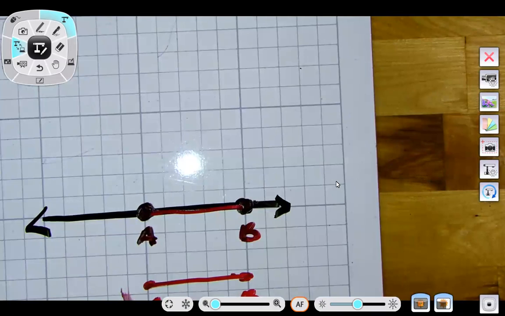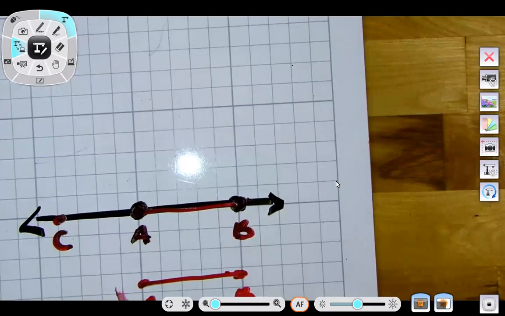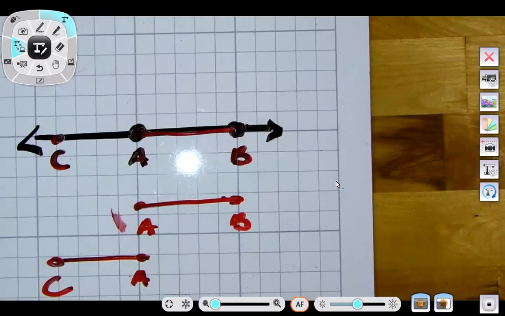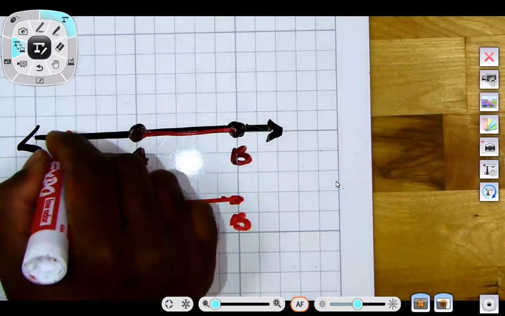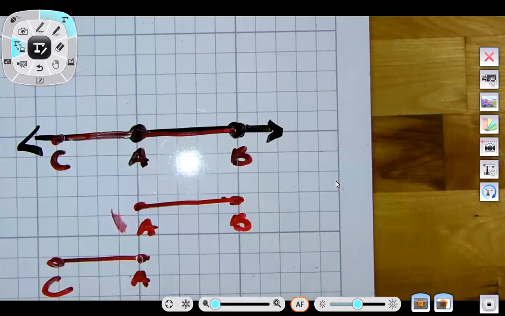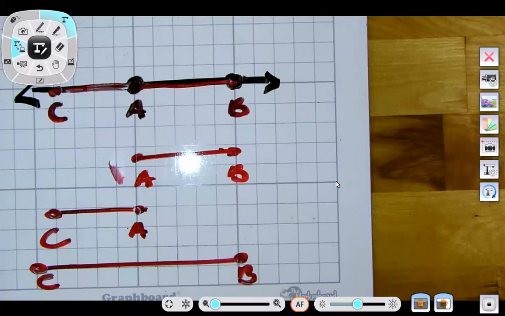If I put another point over here, which is called point C, you can say line segment AC. Or you can say line segment BC, because it goes from this point to this point, which is BC. Can you see it? Yes. So you should know these things when you do the unit assessment, okay?